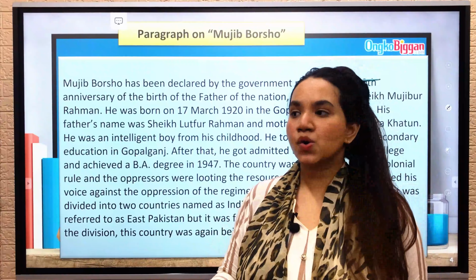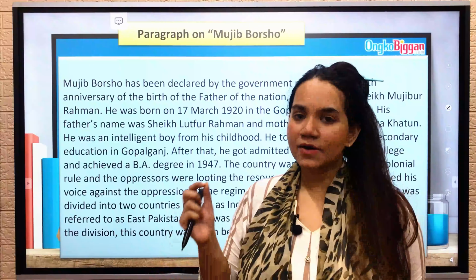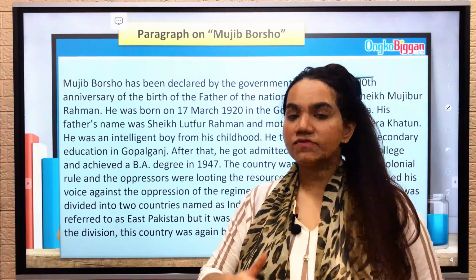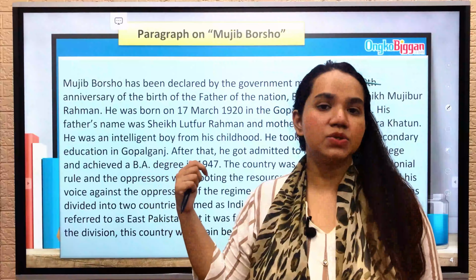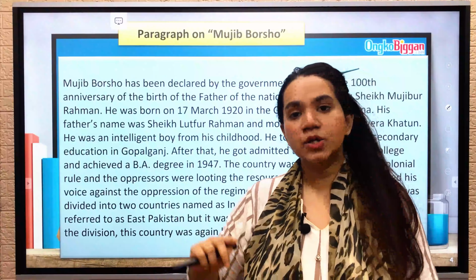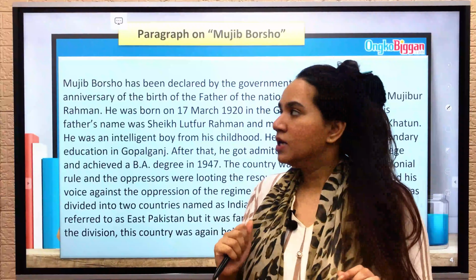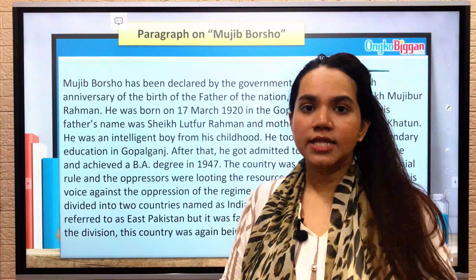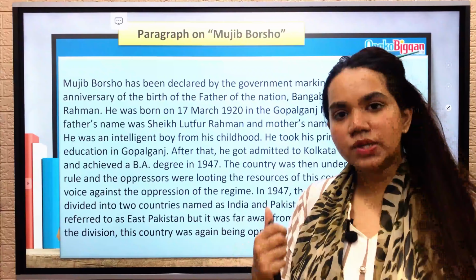Because let's say you don't know anything about Mujib Borsho apart from the fact that he is the father of our nation. Then if this paragraph comes, you'll be in big trouble because you do not know any facts or figures. So this is why I am teaching you this particular topic, so that you can know a lot of facts. So you see, first of all, before any paragraph is given to you, what will we do in the very beginning?